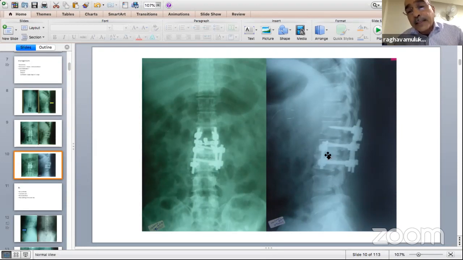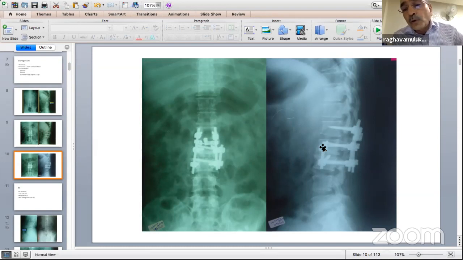Don't ask me why I didn't put a cage. I should have. I put a graft there and I put anterior screws. So I did a two-stage procedure. So I cleared the root canal. I removed whatever the fibrous tissue was there, undercutting of the root canal because the laminectomy was already done, extensive.